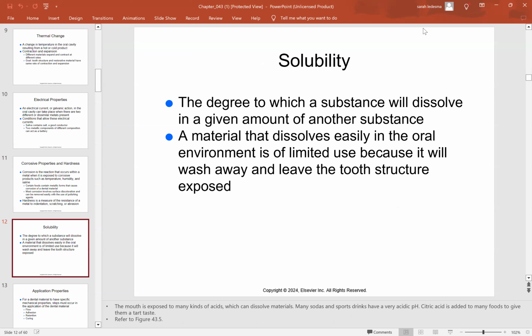Solubility is the degree to which a substance will dissolve in a given amount of another substance. A material that dissolves easily in the oral environment is of limited use because it'll wash away and leave our tooth structure exposed.